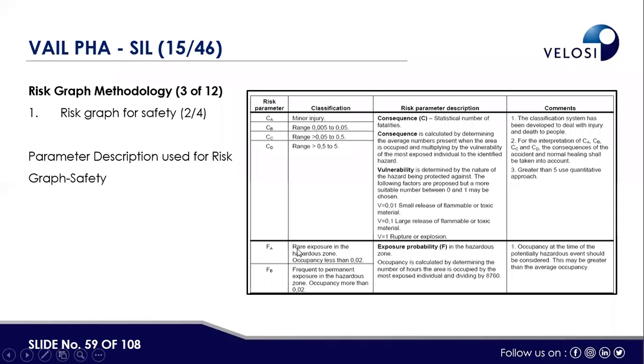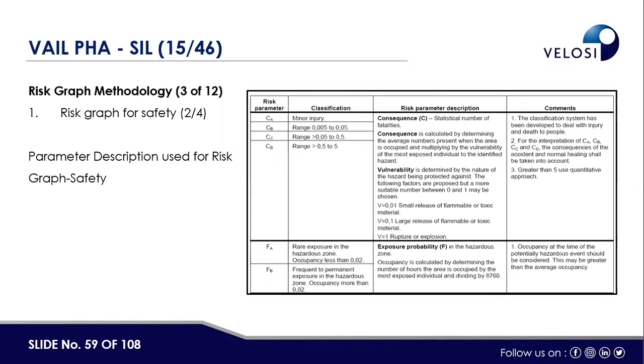And then, for example, this FA, this is a rare exposure in the hazardous zone. Occupancy is less than 0.02. And then FB is frequent to permanent exposure in the hazardous zone. Occupancy more than 0.02. And these are the descriptions of exposure probability in the hazardous zone. Occupancy is calculated by determining the number of hours the area is occupied by the most exposed individual and dividing by 8760. So basically, how many hours the operator is present in that area in a 12-hour shift.